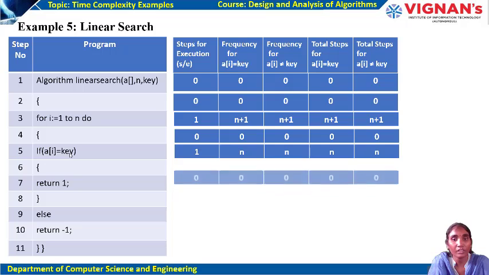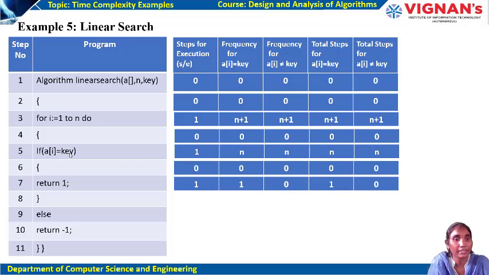Now next 0, 0. Next is the return statement. How many number of times will we return? Only one time. Why? Because if the condition A of i is equal to key is satisfied, then only we return. Under the condition A of i is not equal to key, we will not return anything, because this return 1 comes under a successful search. So this is 0 and this is also 0.